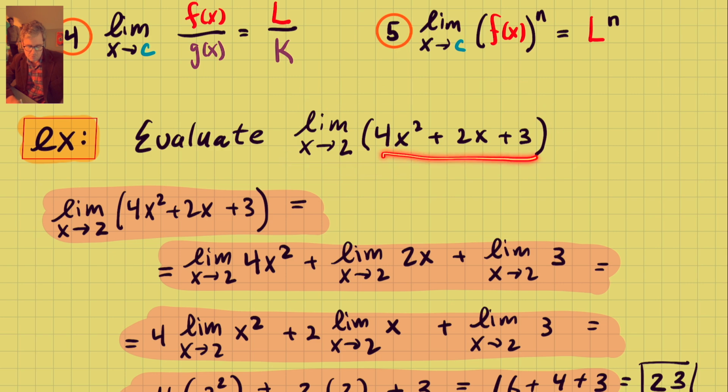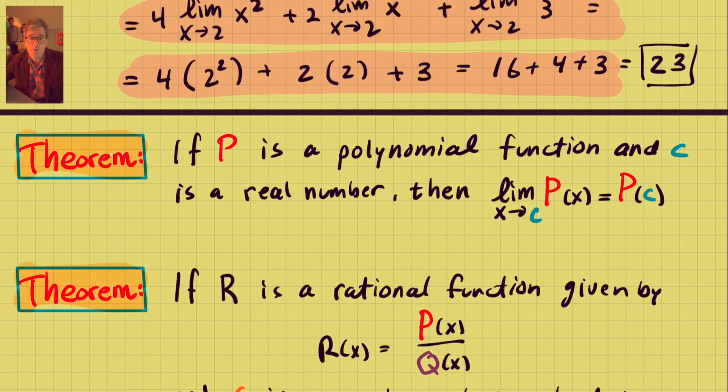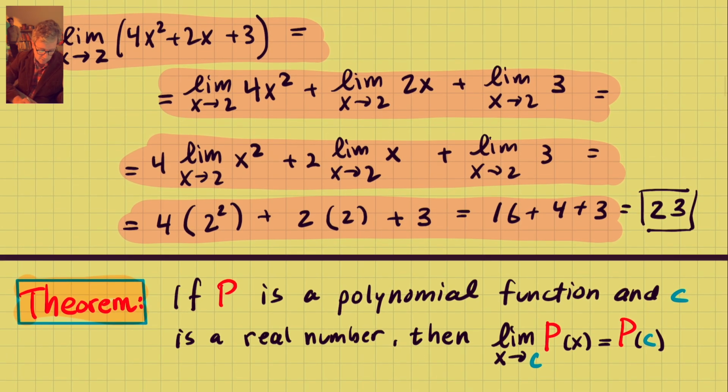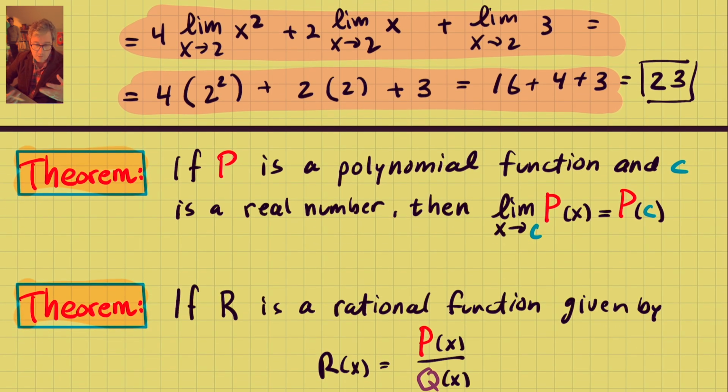This is a polynomial function, right? And so it turns out that always works. What we just did always works. And what did we do? Well, we basically just plugged in c, didn't we? We plugged in the limit point into the function. We plugged it in here, we plugged it in there, and we evaluated it. Well, it turns out, and our next theorem confirms this, that anytime you have a polynomial, you can find the limit just by plugging in the limit point.